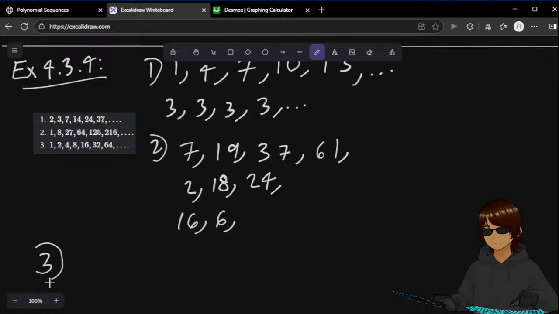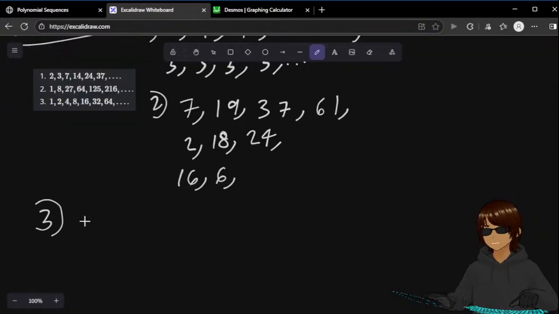1, 2, 4, 8, 16, 32, 64. That would be 4 minus 2, 8 minus 4. 2 minus 1 is 1, 4 minus 2 is 2. 8 minus 4 is 4. 16 minus 8 is 8. 32 minus 16 is 16. So this is not either. It gives the same sequence back.